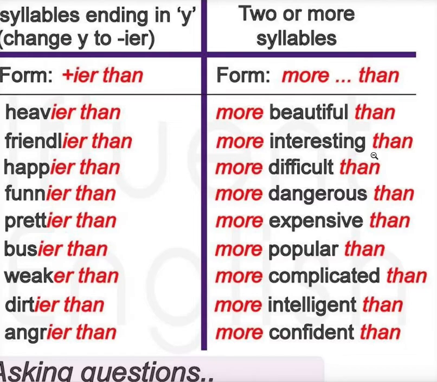How many syllables do you have here? Three. So interesting, it is three. There are some people that say interesting, like if you say it slower, it is four. It depends on the pronunciation. However, it is an adjective with more than one syllable.